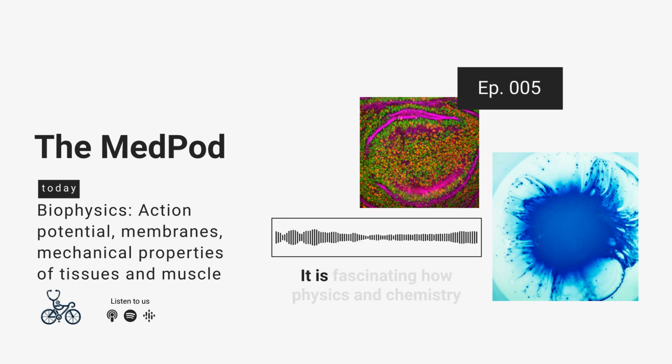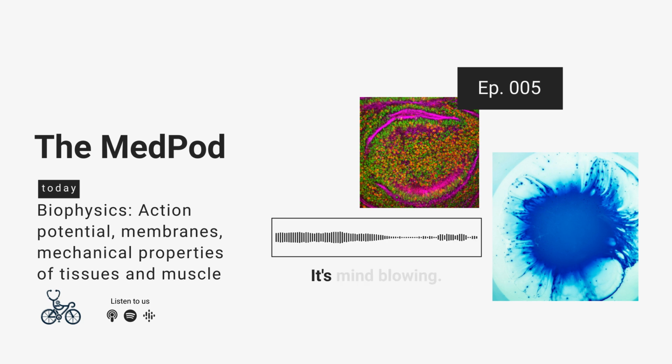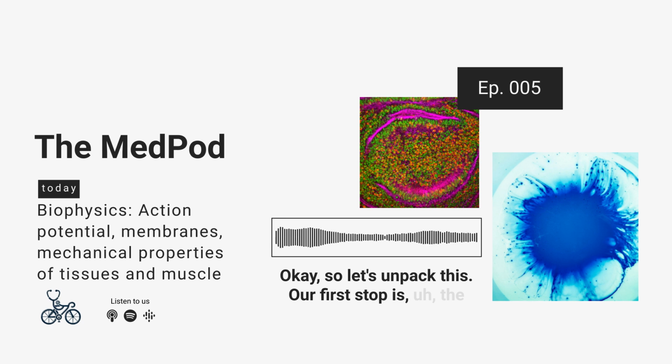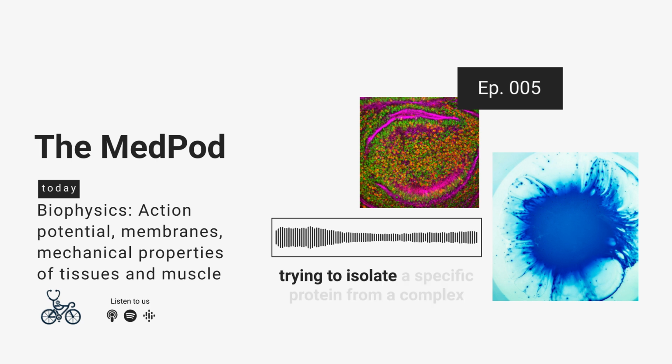Absolutely. It is fascinating how physics and chemistry literally shape the processes of life down to the cellular level. It's mind-blowing. Okay, so let's unpack this. Our first stop is the lab. Imagine you're a researcher, and you're trying to isolate a specific protein from a complex mixture. How do you even begin to separate these microscopic components?